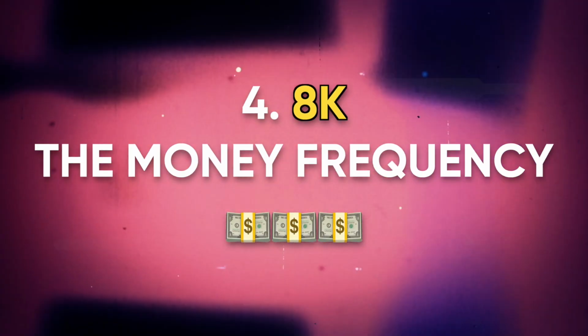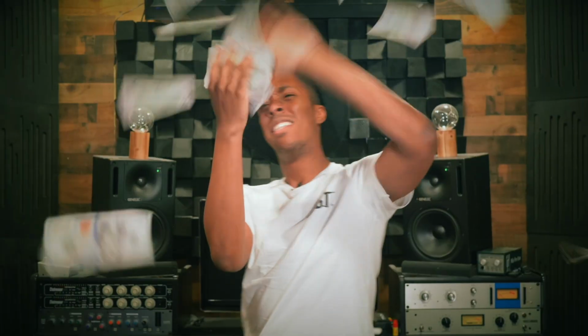8K. The money frequency. This is the frequency that makes vocals sound expensive. You know why they call it 8K? Because it sounds like an $8,000 vocal chain. Ironically, I guess this is the opposite of the empty pocket frequency.